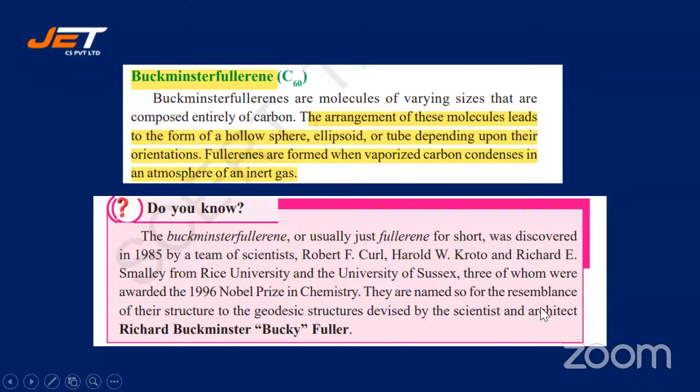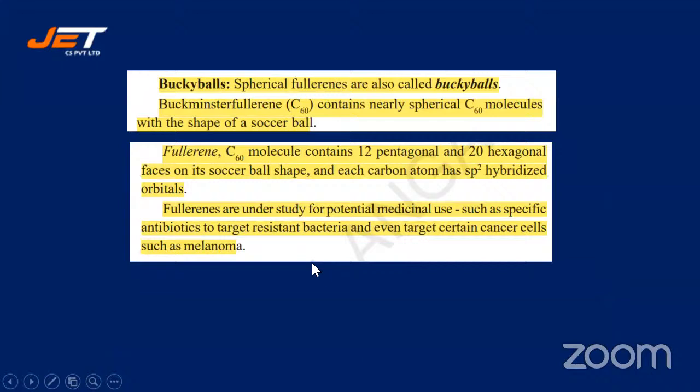They are named so for the resemblance of their structure to the geodesic structures devised by the scientist and architect Richard Buckminster Fuller. From his name, we got Bucky, right? Buckminster fullerenes, buckyballs. Next, coming to buckyballs.